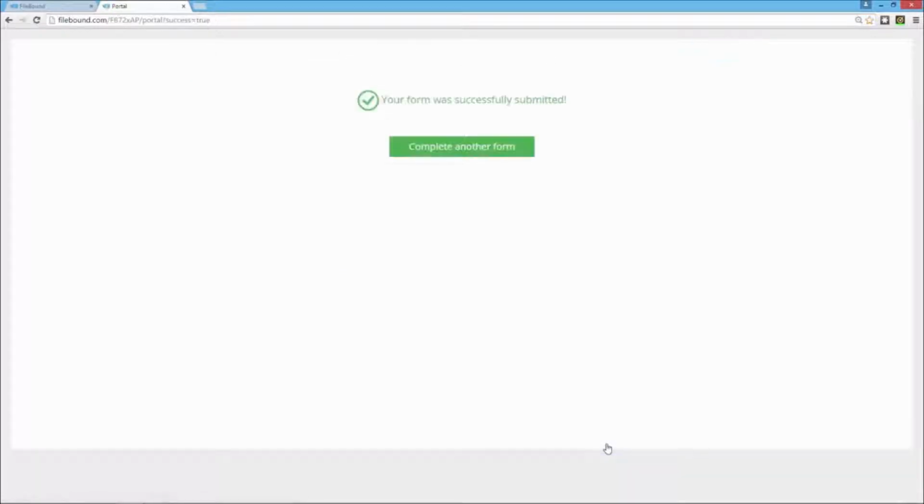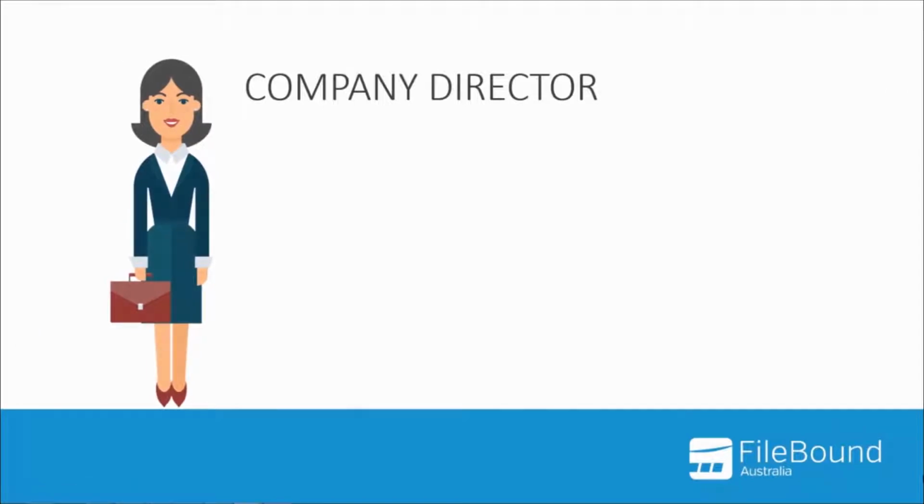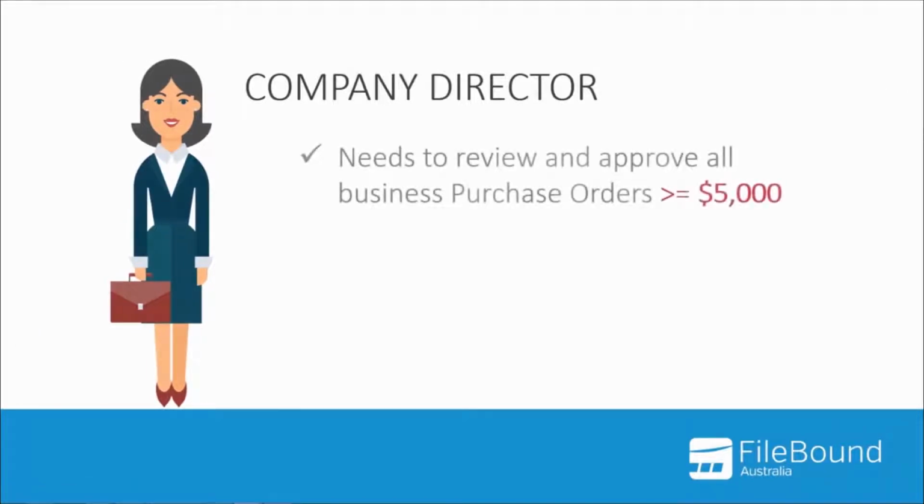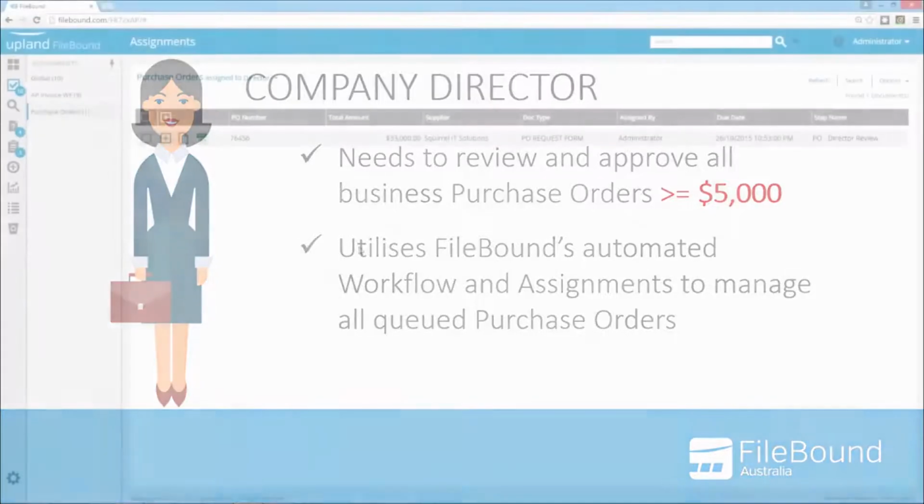Now it's time for our company director to take center stage. She'll be reviewing and approving all purchase orders that are greater than $5,000. And we'll be using FileBound's automated workflow and assignments to manage those queued purchase orders for her review and approval.